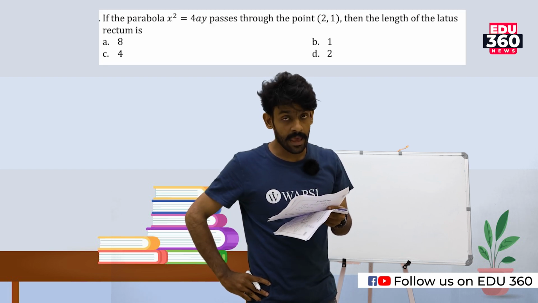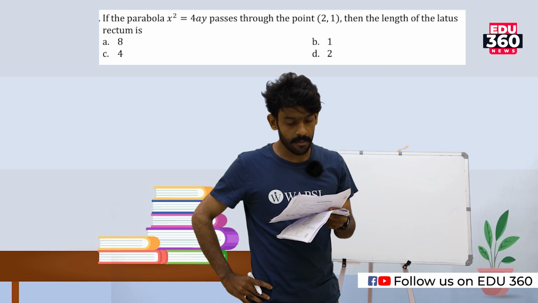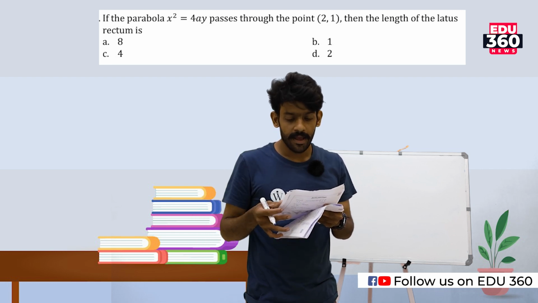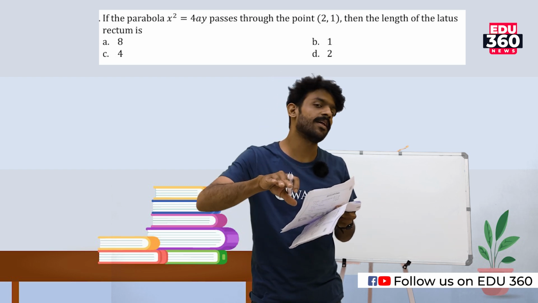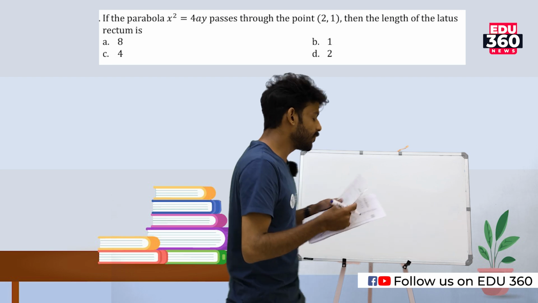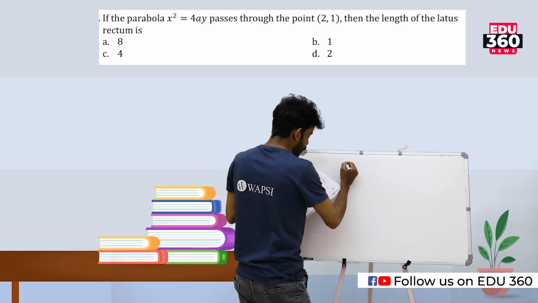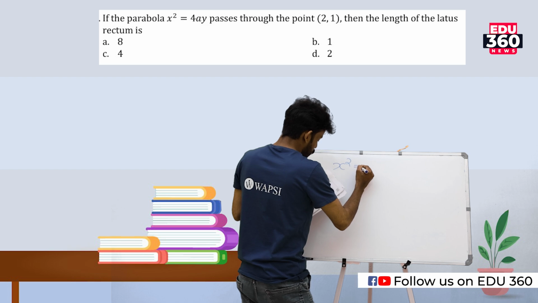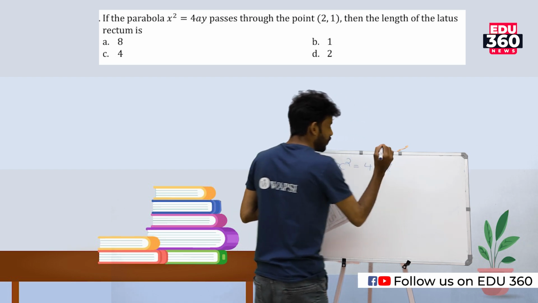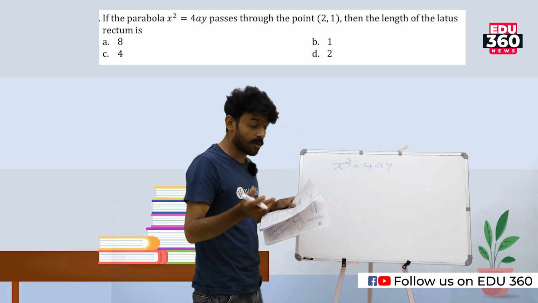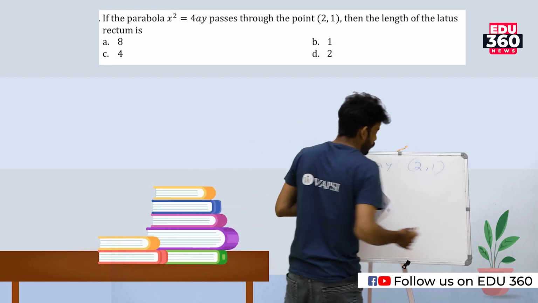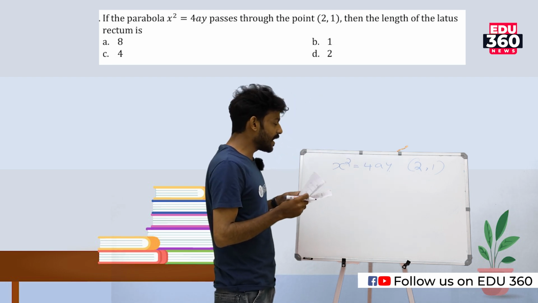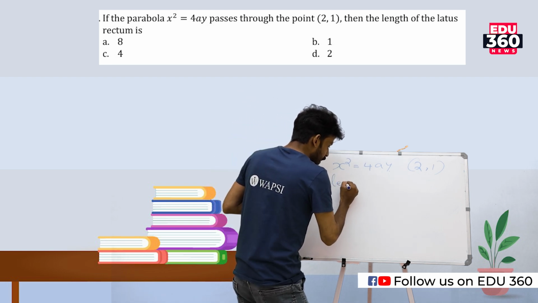So the third question is, given that the parabola x square is equal to 4ay passes through the point 2, 1, then the length of latus rectum. So we know that the length of latus rectum is equal to 4a. So first of all, we can write the given hints. The parabola x square is equal to 4ay passes through the point. So the point is already given, that is equal to 2, 1. So 2, 1 is the point. So the length of the latus rectum, we need to find the length of latus rectum.